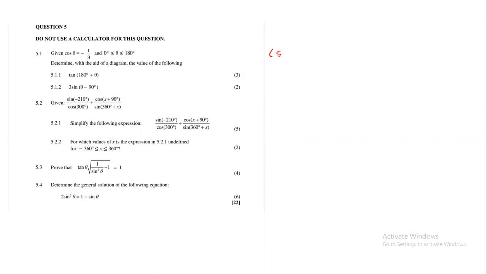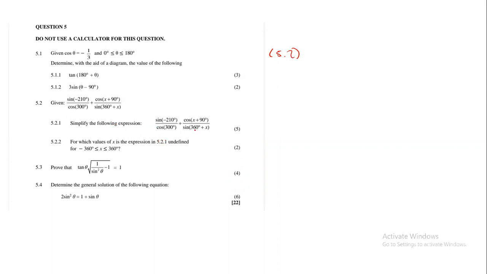Moving to 5.2, it says to us, given this expression, so let us rewrite it, okay? Or before we can rewrite it, let us read the questions first. So this is an expression, it's not even an equation, okay? It's an expression. Most definitely you're going to have to try at some point to simplify this in most cases. About 5 marks, this is a lot. So 5.2.1, it says to us, simplify the following expression, okay?